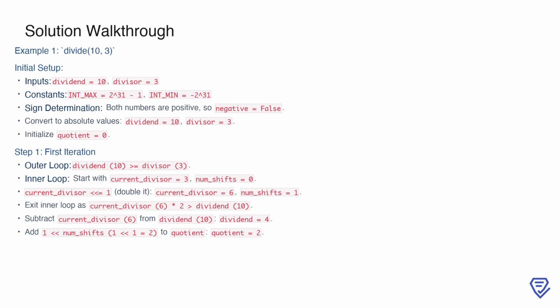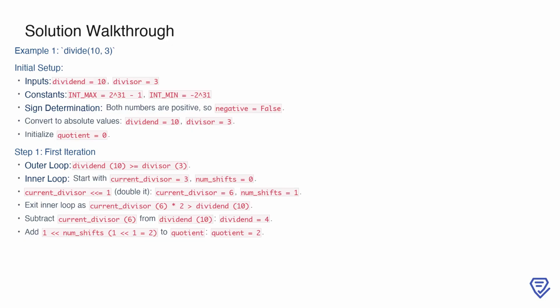Since both the dividend and divisor are positive, the result will also be positive, so we set the negative flag to false. Next, we convert both numbers to their absolute values, which in this case remain the same. We also initialize the quotient to 0.